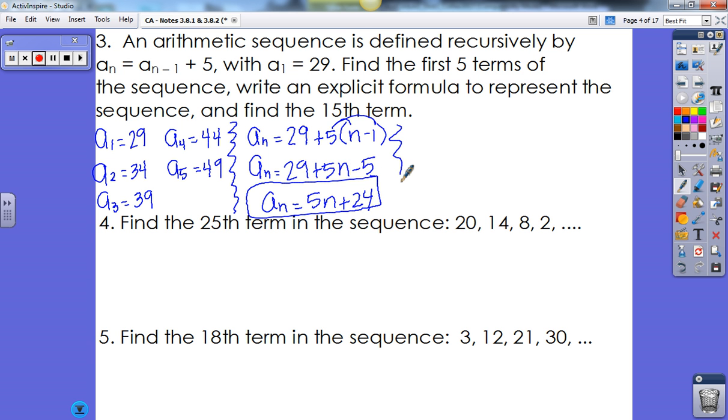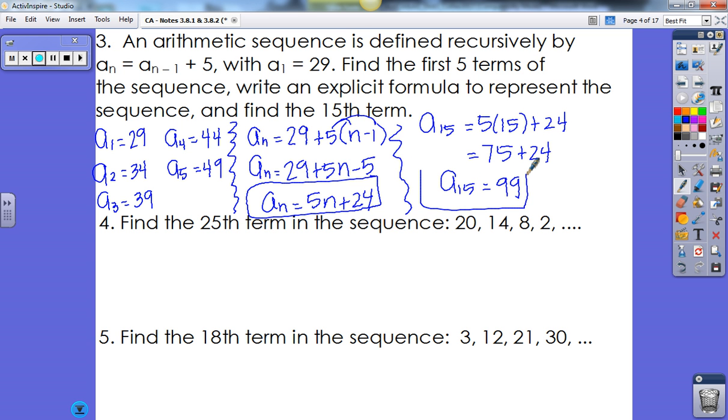And then again, to find the 15th term, I can plug it in here. I could plug it in back up here, but this is just faster. So if I'm looking for the 15th term, I'm going to plug in 5 times 15 plus 24. This gives me 75 plus 24. So my 15th term is 99 when I add those together.